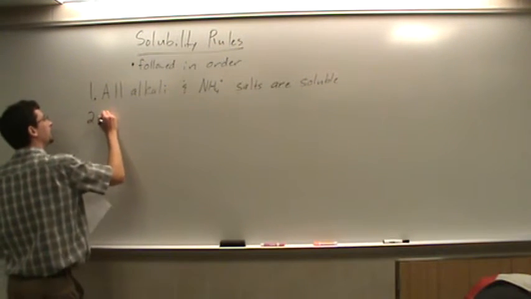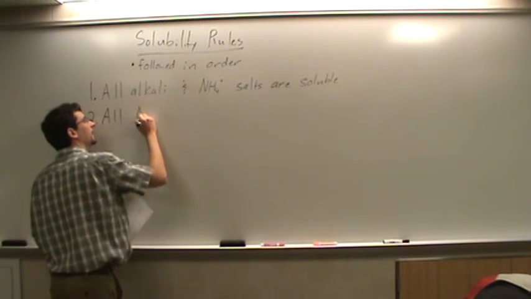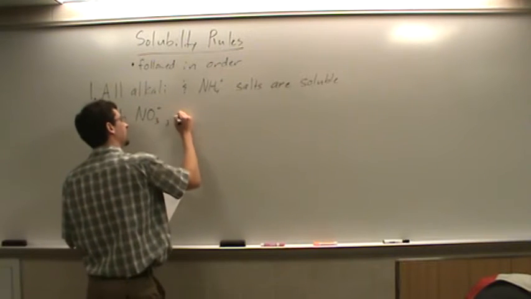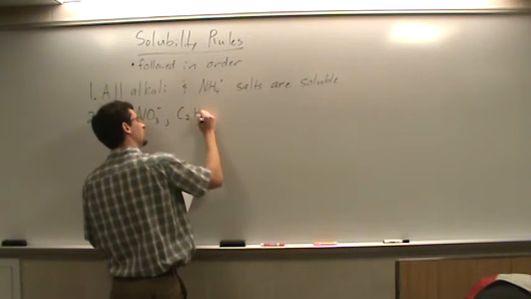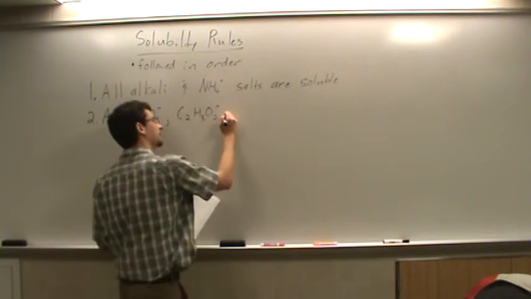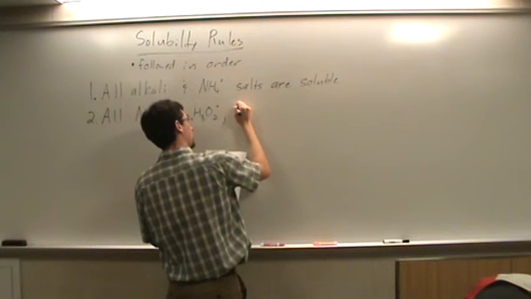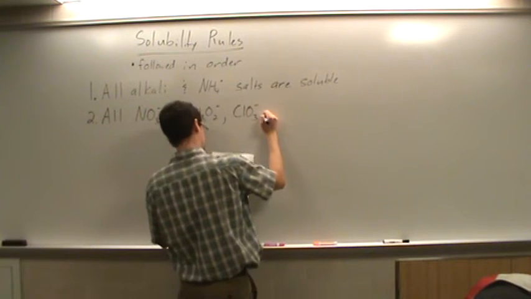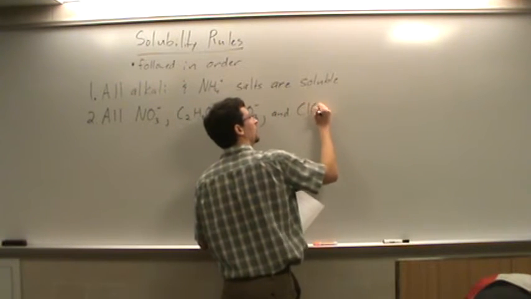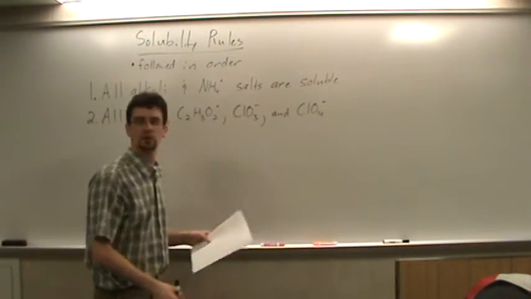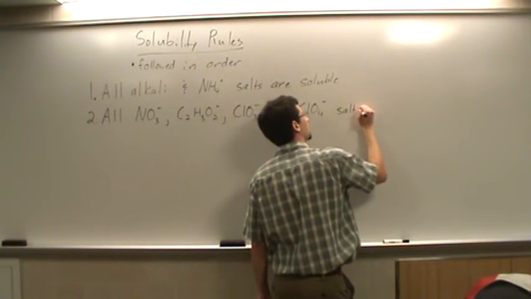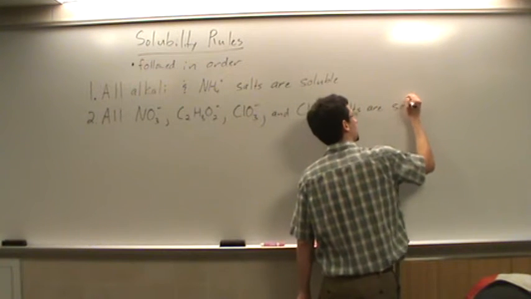Rule 2: all nitrates, NO3 minus, where the nitrate is the anion, acetates, C2H3O2 minus (remember, these are polyatomic ions), chlorates, ClO3 minus, and perchlorates, ClO4 minus, are all soluble. So all of these salts are soluble.